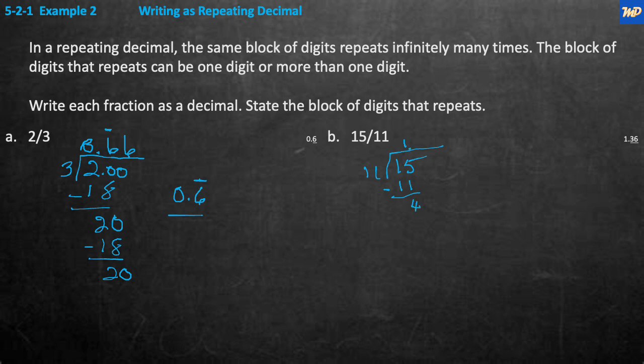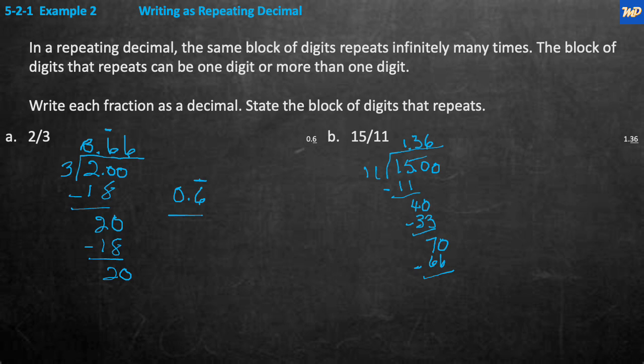We got a decimal point right here, and since there's a remainder of 4, we have to bring down the 0. I just added the 0 up here, so it's 15.0 now. 11 goes into 40 3 times. 3 times 11 is 33. 40 minus 33 is 7. We need another 0. We're going to bring another 0 down. Okay, 11 goes into 70 6 times. 6 times 11 is 66.